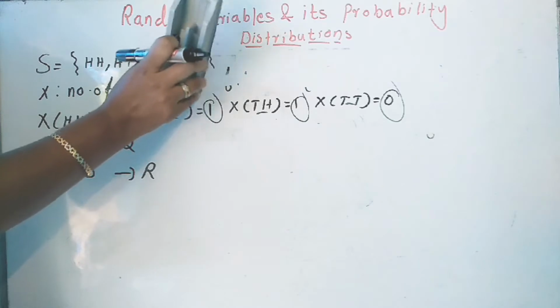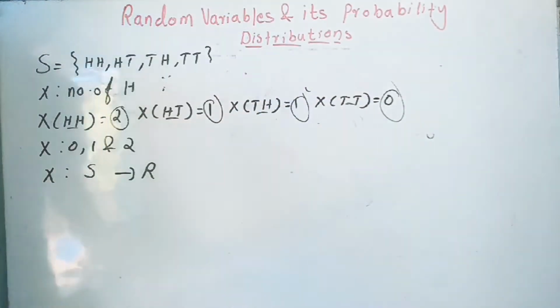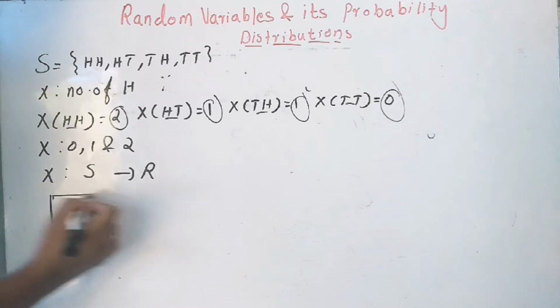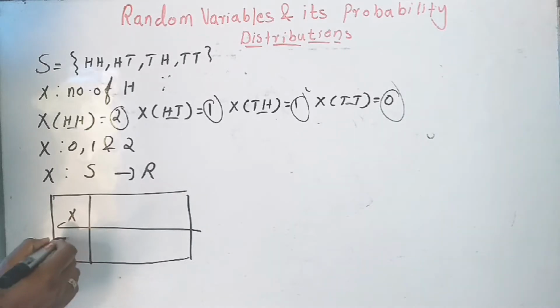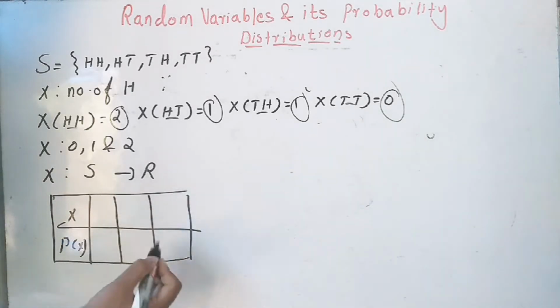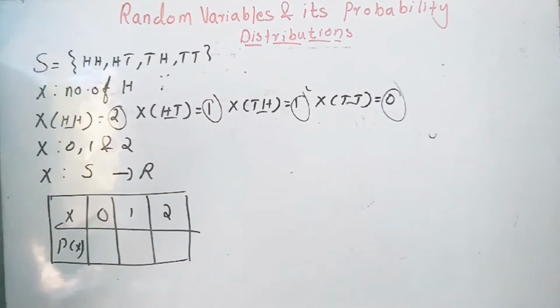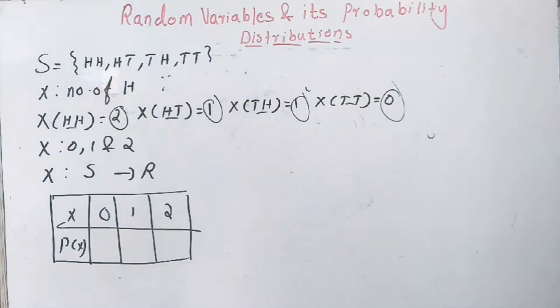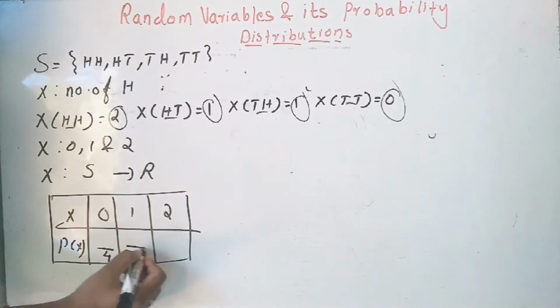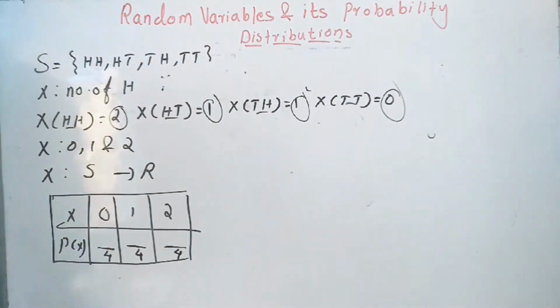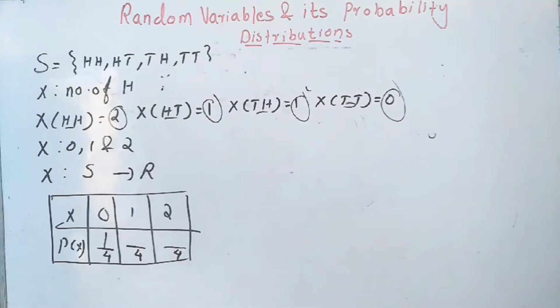Now just consider one table. This is my table. In this table, first row is X and second is P of X. For X we got 3 values, 0, 1, 2. Now for P of X, we need to find the probability of getting X equal to 0. Anyway, in this experiment we have only 4 outcomes, right? Now X is equal to 0. How many outcomes give X equal to 0? Only one outcome gives X equal to 0. So the probability is 1 by 4.